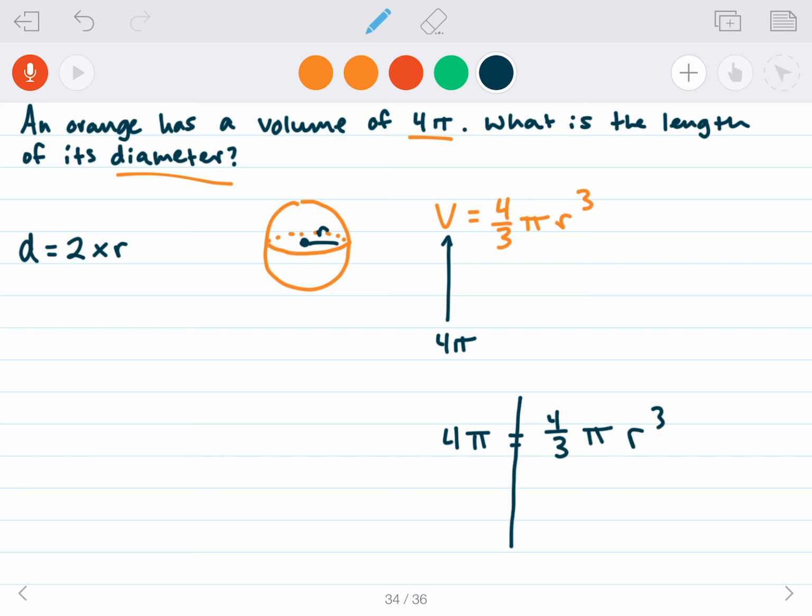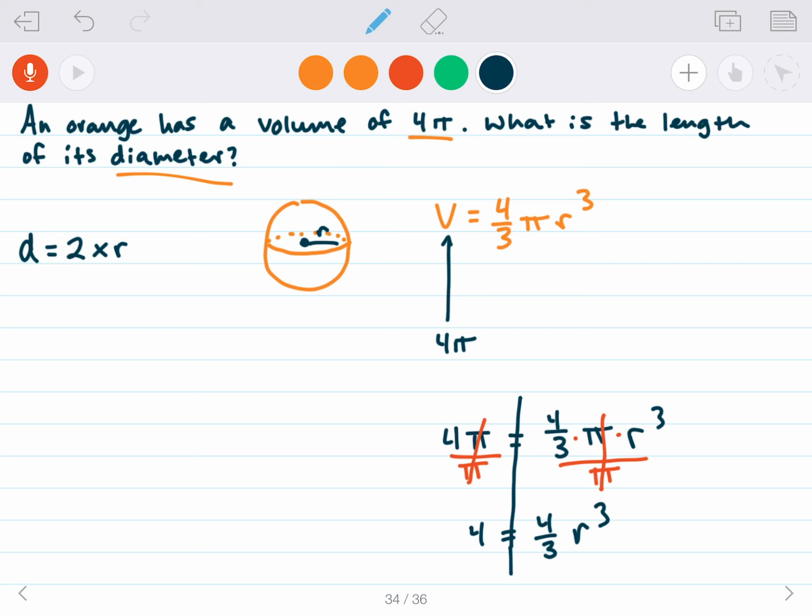Okay, and so we want to isolate r, just like we would in any normal algebra problem. It might look weird, but it's okay. We can do this, guys. So since I'm trying to isolate the r, and everything's being multiplied on the right side, I'm going to start by dividing by pi on both sides. The reason I'm doing that is just to get rid of it. So when I do that, on the left, it cancels out and I'm just left with 4. On the right, it cancels out and I'm left with 4/3 times r cubed.